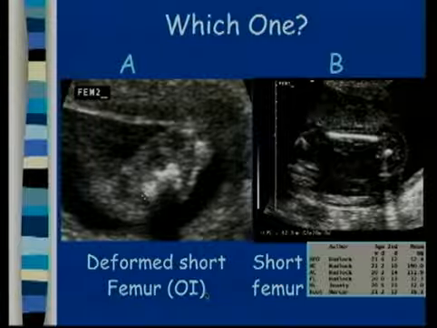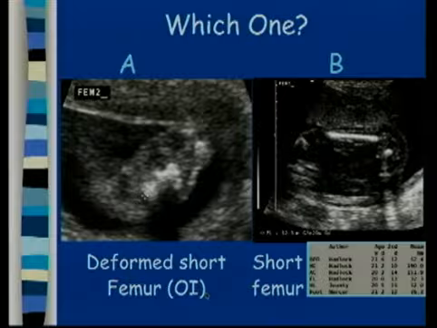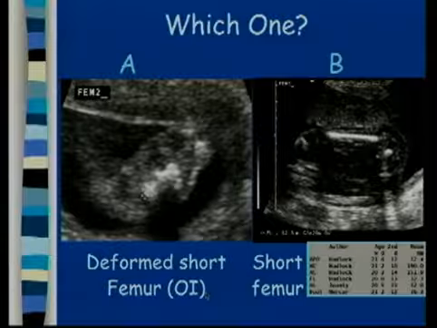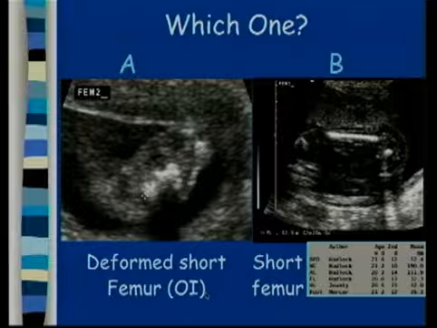So fetus A is osteogenesis imperfecta, which is a fatal abnormality in this fetus, and fetus B has a short femur from trisomy 21.